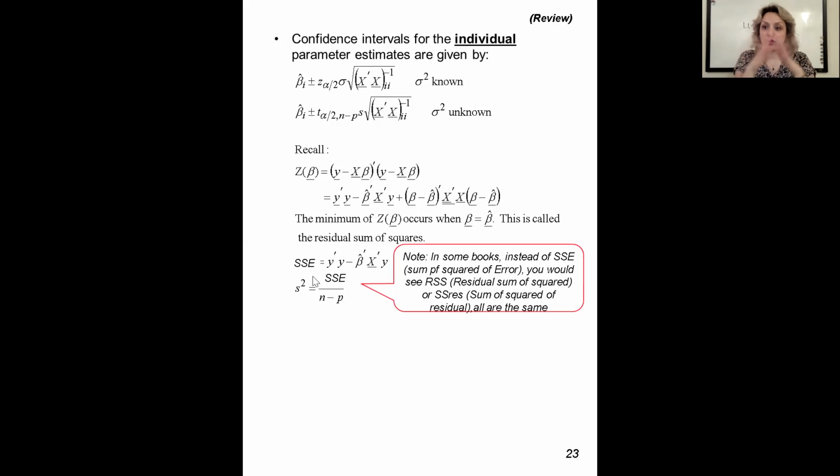Just know that in your ANOVA table, you can look for your MSE, because MSE is equal to s squared, the estimate for variance, and that is equal to SSE divided by n minus p. Okay.